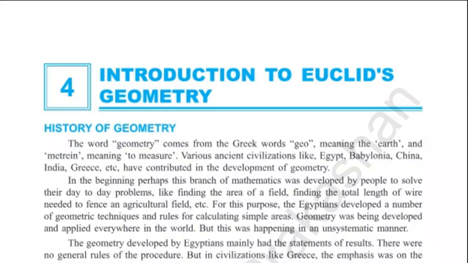The word geometry comes from the Greek word geo. Geo means the earth and metry means to measure. Various ancient civilizations like Egypt, Babylonia, China also contributed to the development of geometry. Then next portion.